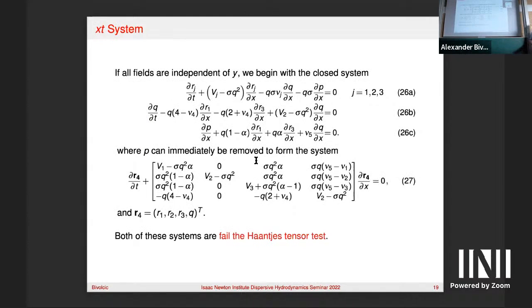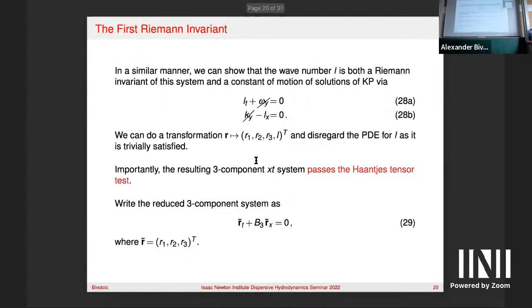Right, so now we look at the XT system. So these are independent of Y. Simplifying this system is actually much easier. So you can just directly substitute in the definition of dPdx and remove P as a parameter from the system. So we go down to 4 components with not much work at all. As expected, neither of these systems are integrable, or at least they fail that test.